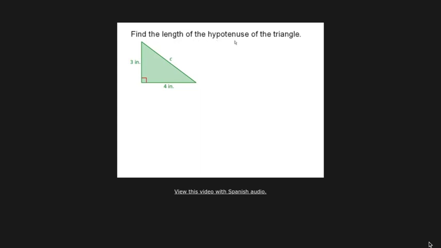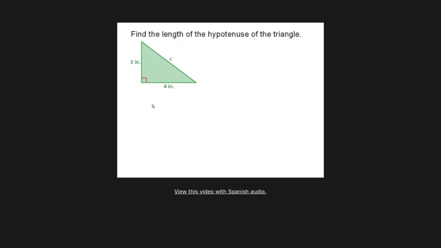Find the length of the hypotenuse of the triangle. First, notice we have the symbol for a right angle. That means that this is a right triangle. So our variable c is the hypotenuse because it is the side opposite of the right angle. The side that is 3 inches and the side that is 4 inches are the legs of the triangle because they form the right angle. So to find the hypotenuse c, we will use the Pythagorean theorem.